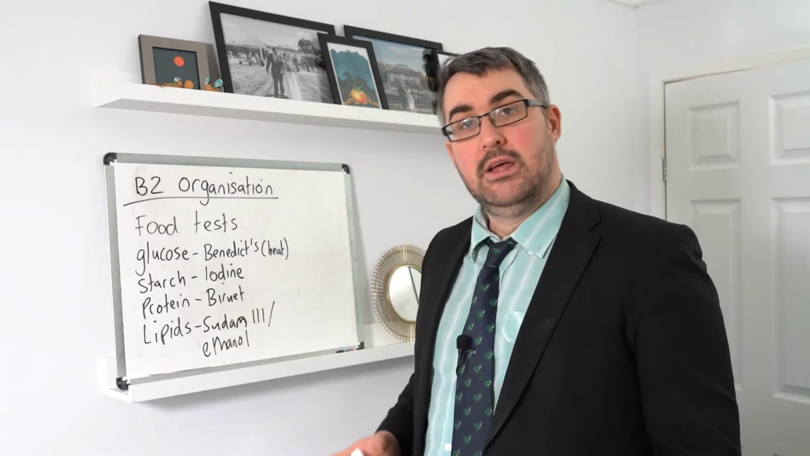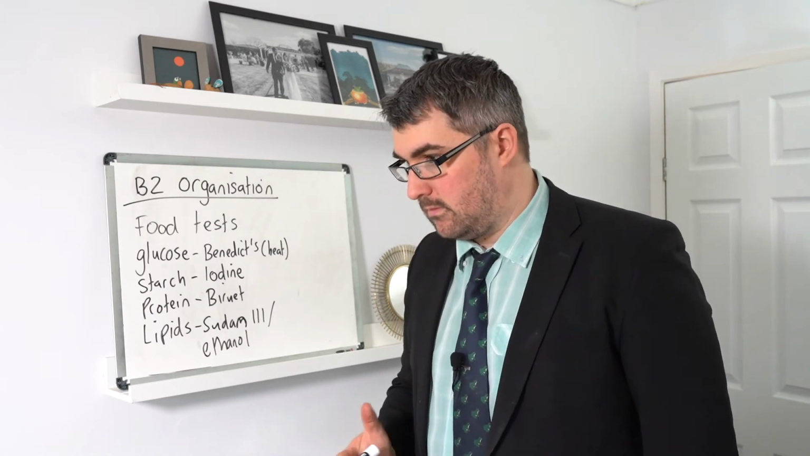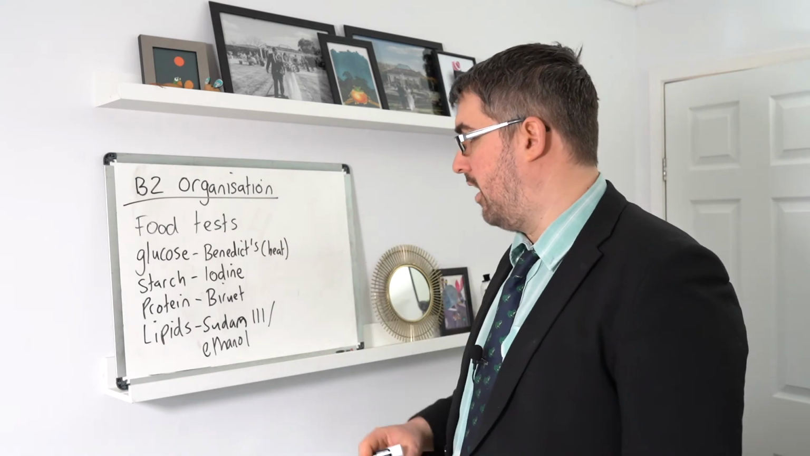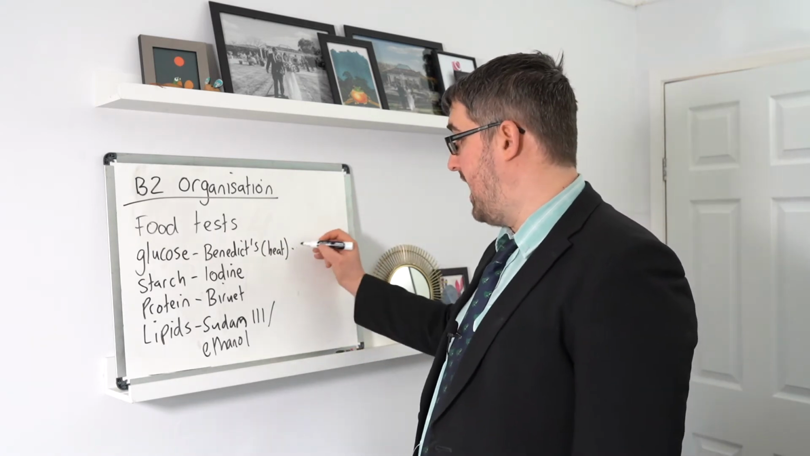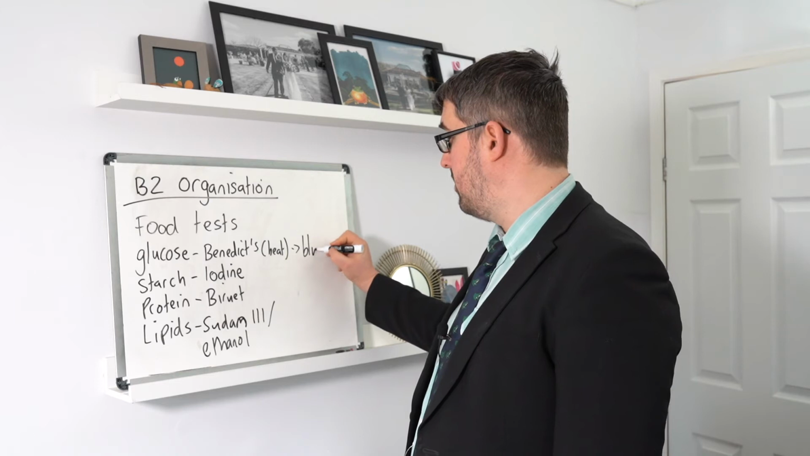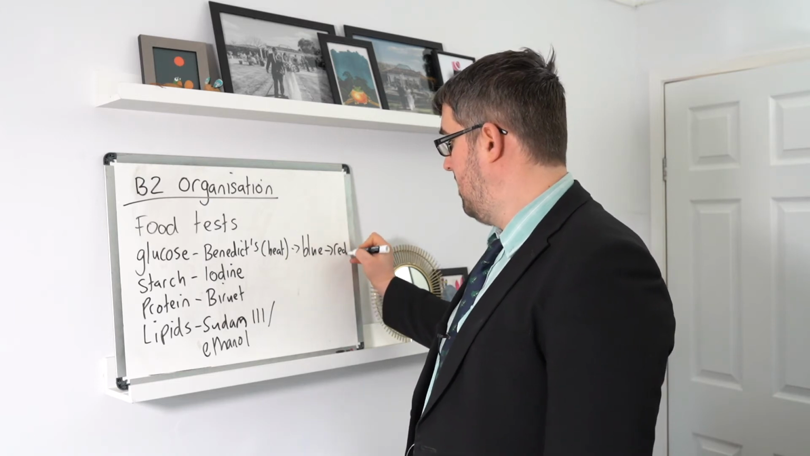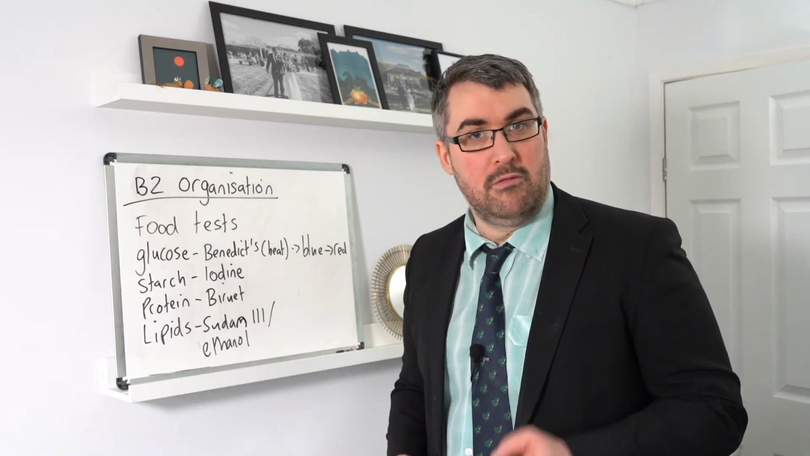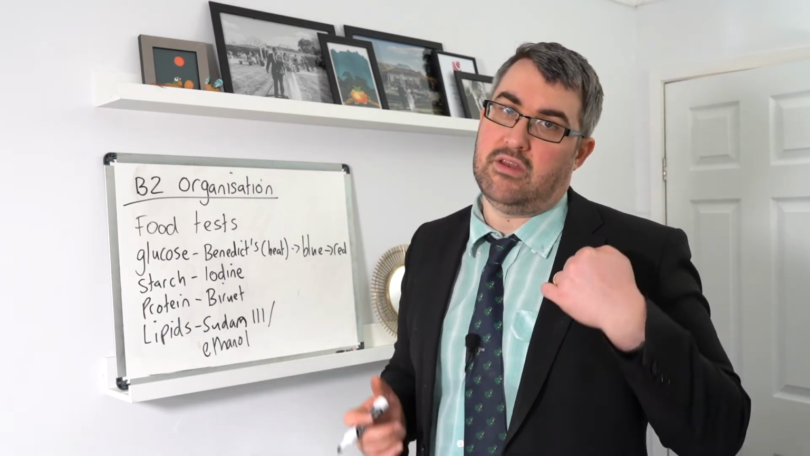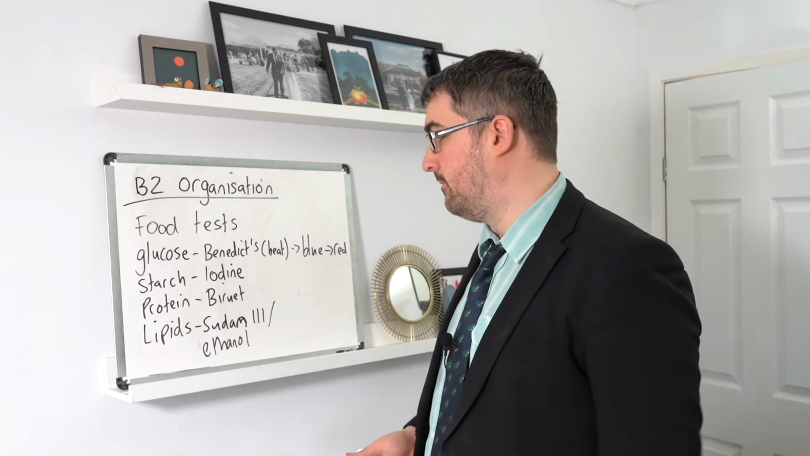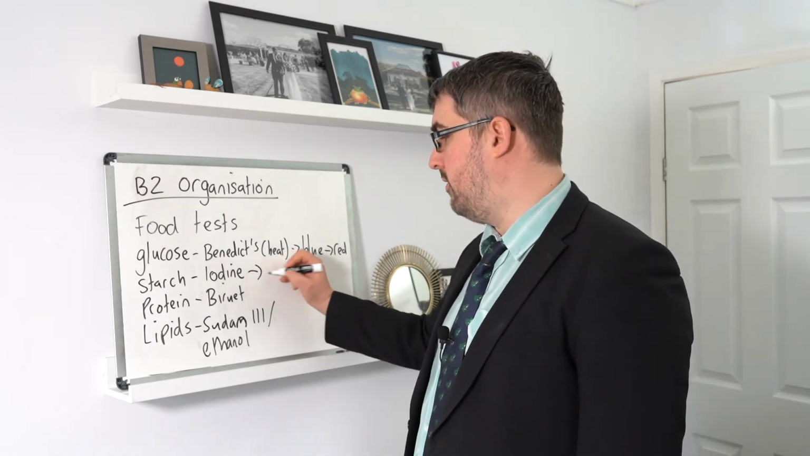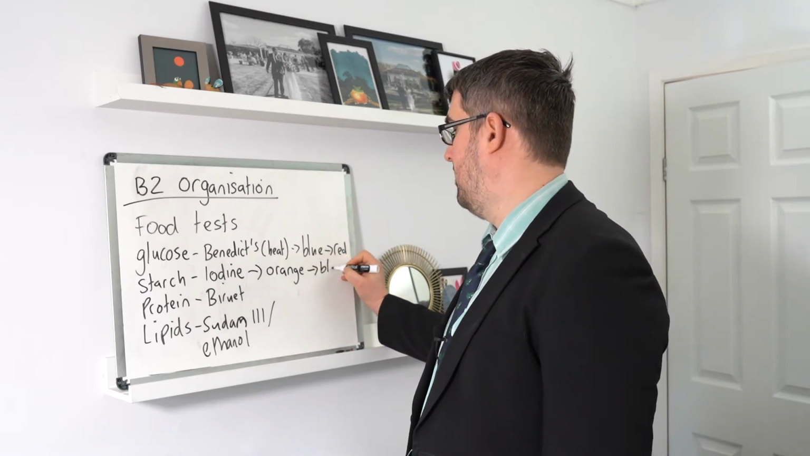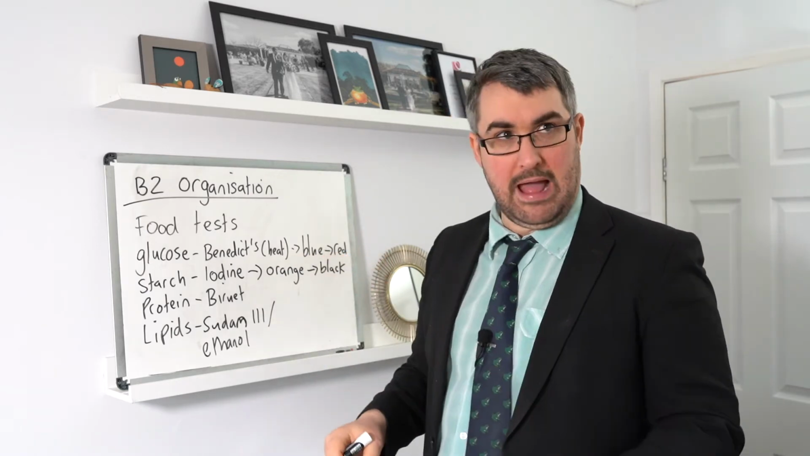You also need to describe the colour changes we would get. So in the case of glucose and using Benedict's, what you would see here is the solution would go from blue to red. There's a whole range of colours you could get between blue and red, but keep it simple for yourself. Red means that there is glucose present in your food sample. Can't go wrong. Iodine, a little bit more straightforward. It goes from orange to black. So if you've got starch present, it will go black.